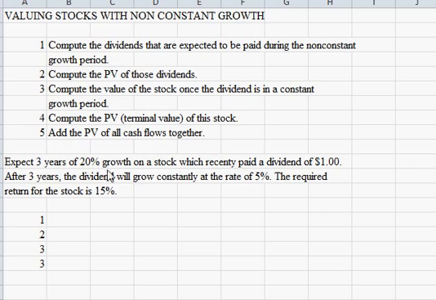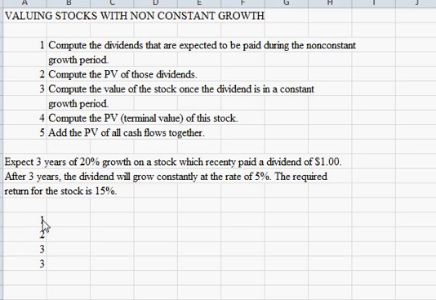So here we have a problem. We are expecting 3 years of 20% growth on a stock which recently paid a dividend of $1. After 3 years, the dividend is going to grow constantly at a rate of 5%, and the required return is 15%, so this becomes our discount.